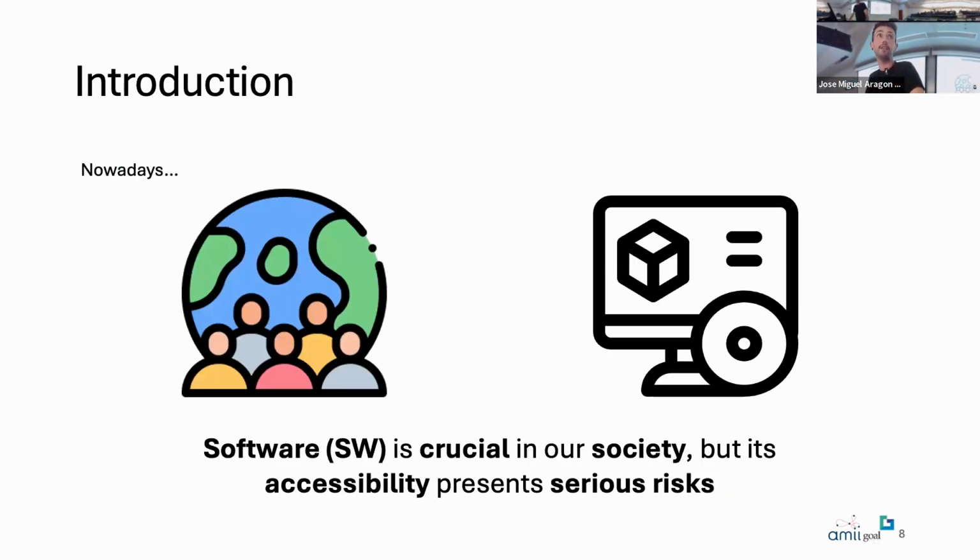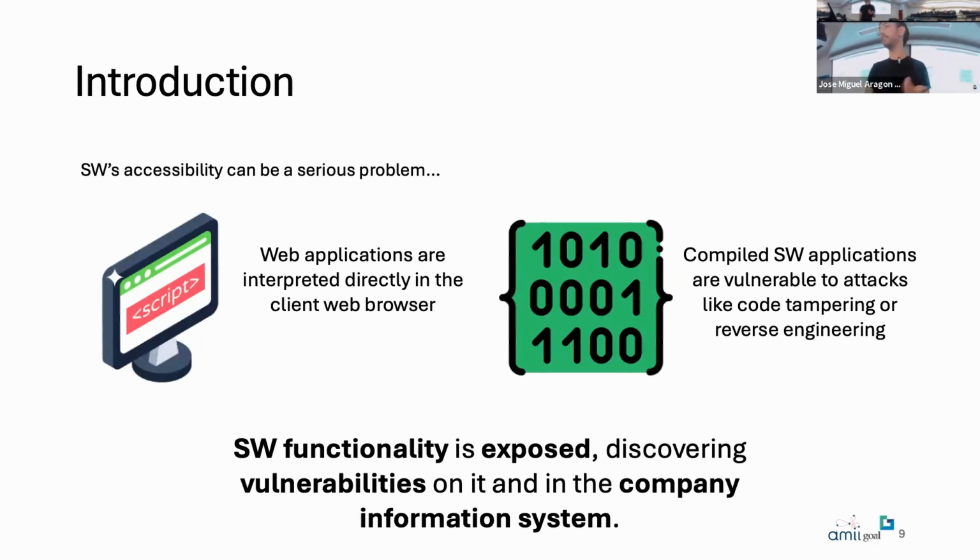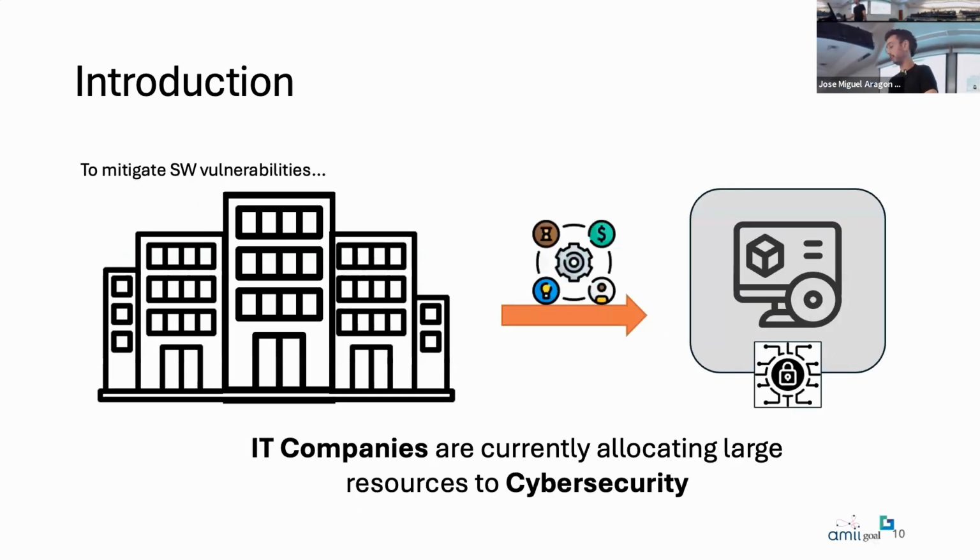Nowadays, software plays a crucial role in our society, being the main asset of a large number of IT companies. But the accessibility of today's software presents serious risks. For example, web applications are usually interpreted directly in the client web browser, so users have direct access to the client part of the web application. Also, compiled software applications are vulnerable to different types of attacks, like code tampering or reverse engineering. When software functionality is exposed, attackers can use this information to find other vulnerabilities inside the software or even inside the company information system. To mitigate software vulnerabilities, IT companies are currently allocating large amounts of financial resources to cybersecurity.